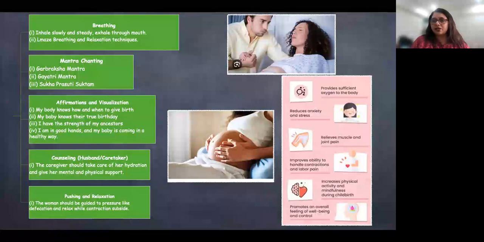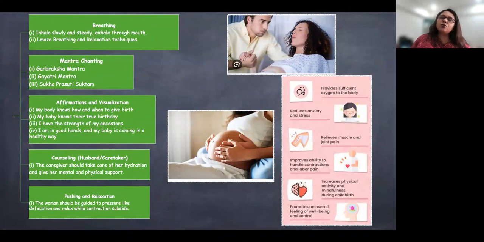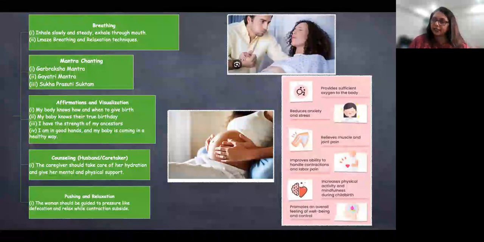And pushing and relaxation, as Dr. Gayatri has also explained to us. She has to be taught how to put the pressure as we do during defecation, and to save energy and relax while the contractions subside, so as to avoid fatigue and have a smooth labor. Next slide.